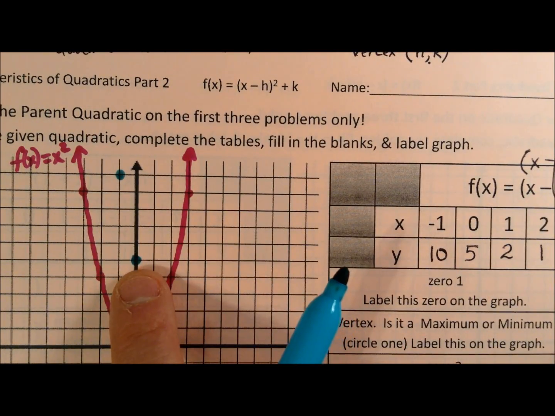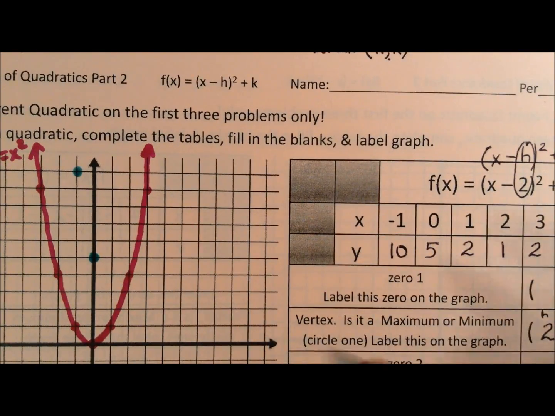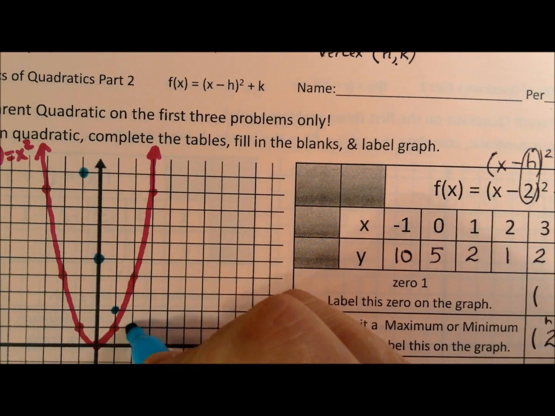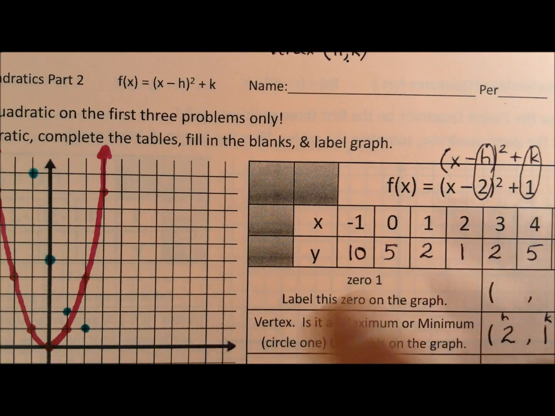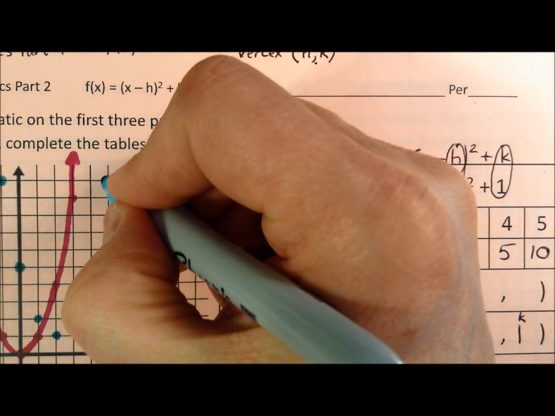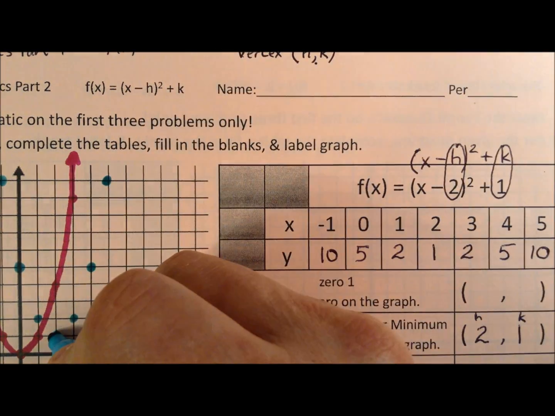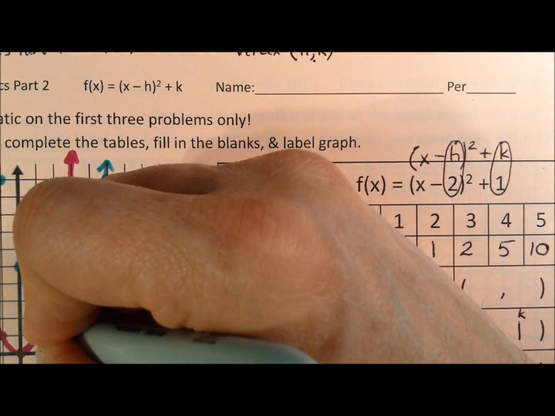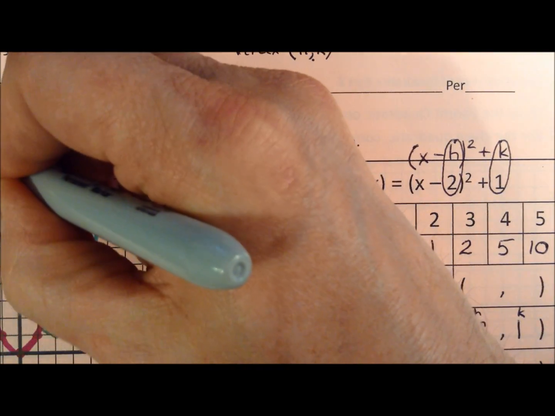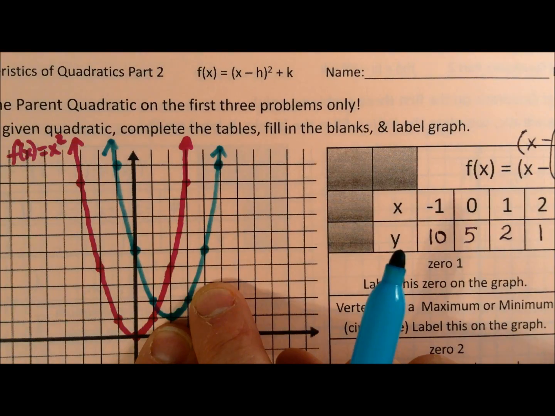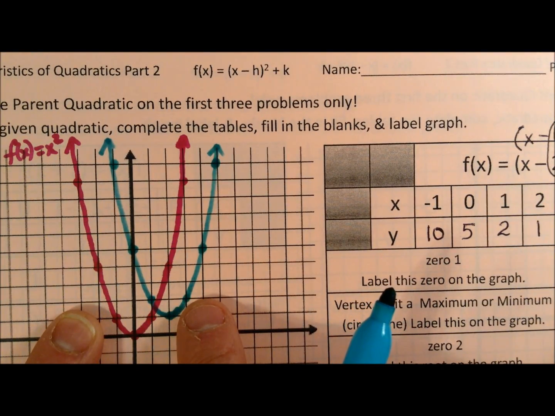You know what that point's going to be called? I hope you do. I've got 1, 2. I've got 2, 1. I've got 3, 2. I've got 4, 5. And I've got 5, 10. So if I make my nice smooth curve, I can now compare the problem in blue to the parent.